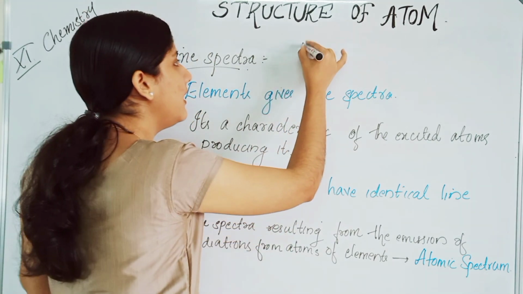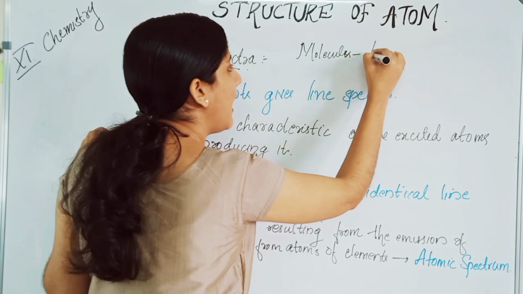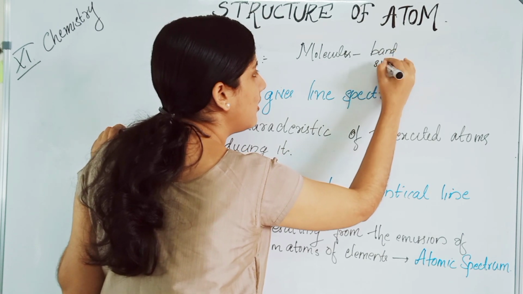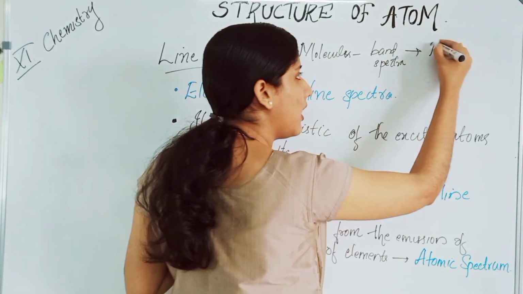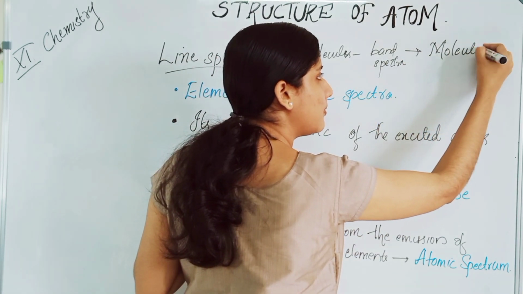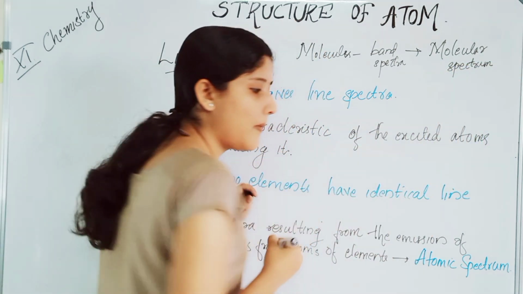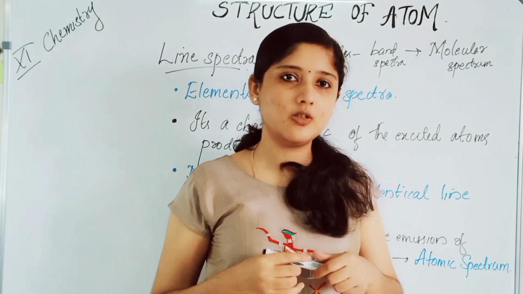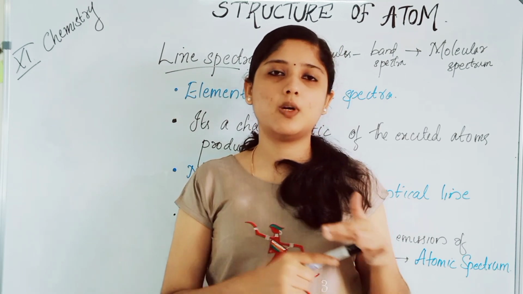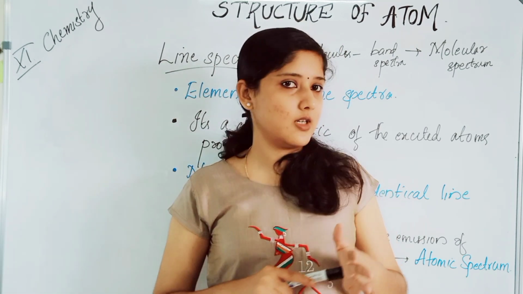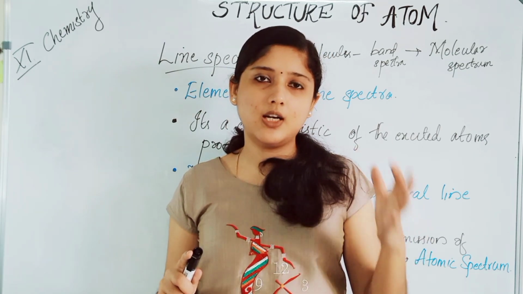Okay, radiations from molecules will give you band spectra, and that is called what? Molecular spectrum. Okay, this much information is regarding what? The spectra. About line spectra, molecular spectra, atomic spectra we discussed, and also the increasing wavelength or the decreasing frequency of electromagnetic radiations we discussed.